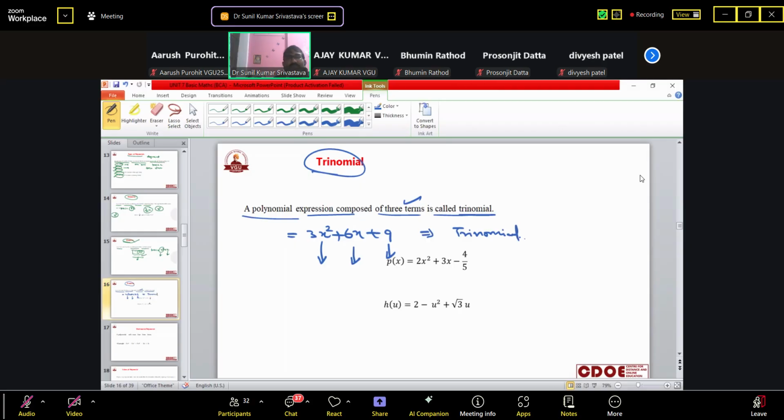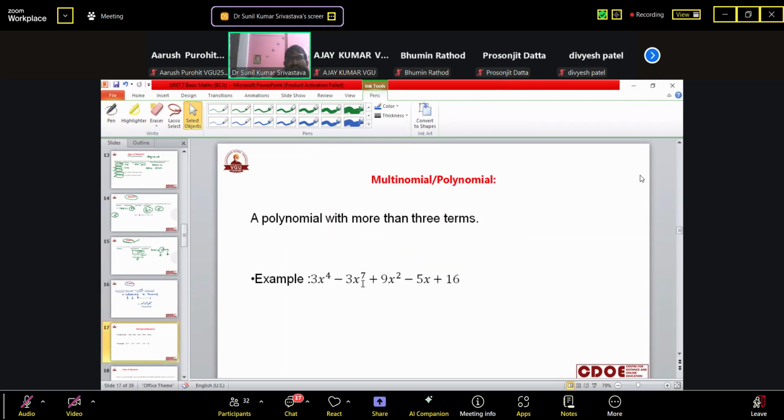This is also an expression of the form 2 − u² + √3u. This expression has three terms: first term, second term, and third term. That is an example of a trinomial. Any polynomial algebraic expression in which the number of terms is equal to 3 is known as a trinomial. In the same sequence of definitions, any polynomial expression containing more than three terms.